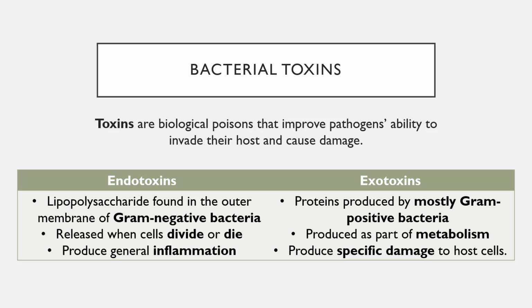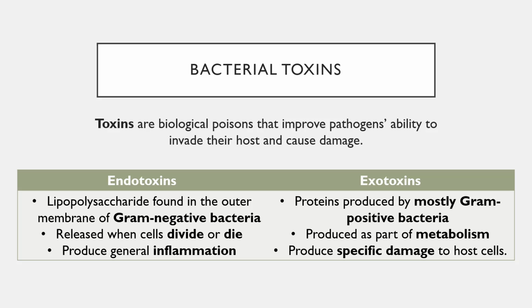Endotoxins are lipopolysaccharides that are found in the outer membrane of gram-negative bacteria. Hopefully you guys remember that gram-negative bacteria have a cell wall structure that consists of a thin layer of peptidoglycan that is sandwiched between two membranes, and that the outer membrane contains lipopolysaccharides that are toxic to host cells. Now, these endotoxins are released when the cells divide or die, because these are times when that outer membrane material sort of comes loose and is turned loose in the body of the host.